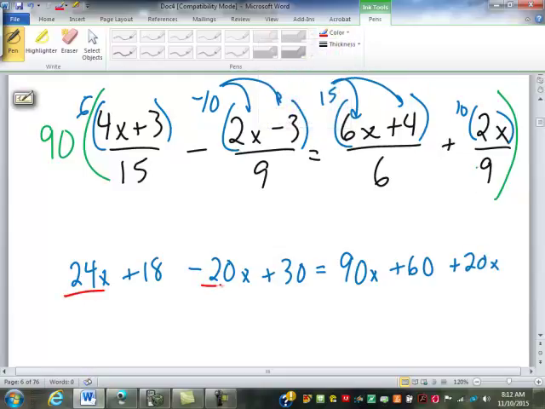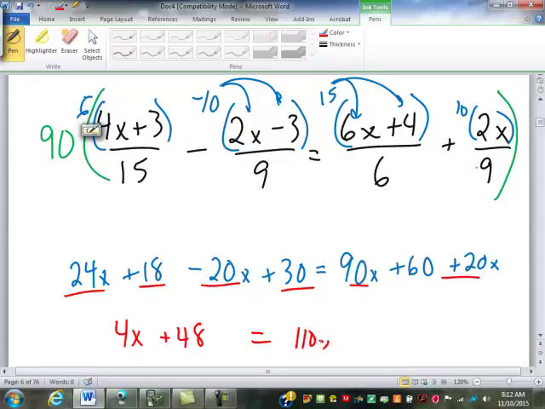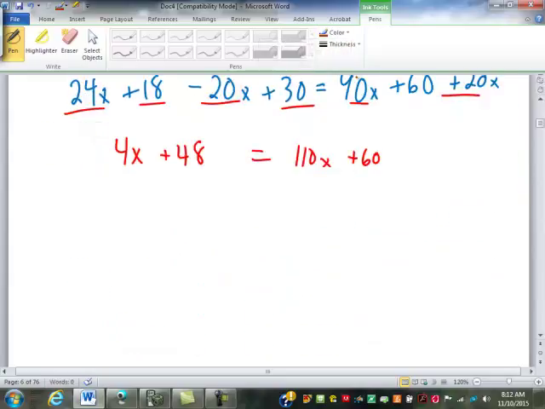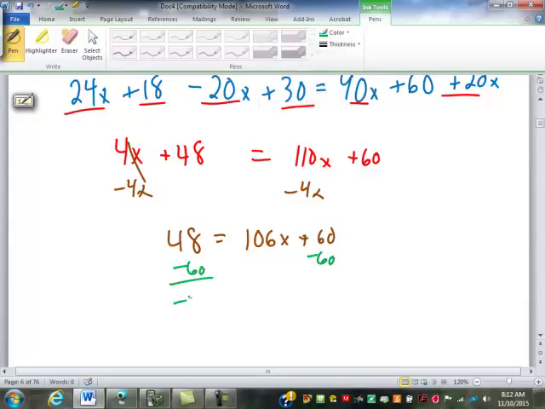So we now have 24 and negative 20 make 4x plus 18. Actually, I should do the 18 plus 30 makes 48, right? Equals 90 and 20 make 110x plus 60. And then I subtract 4x. 48 equals 106x plus 60. And subtract 60. Negative 12 equals 106x. And divide by 106.